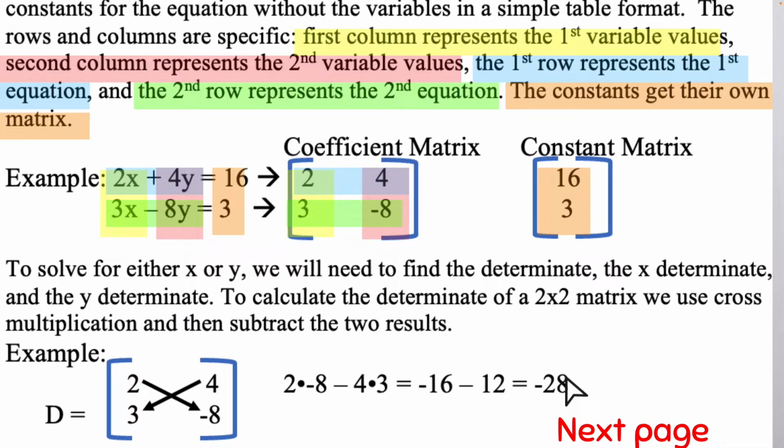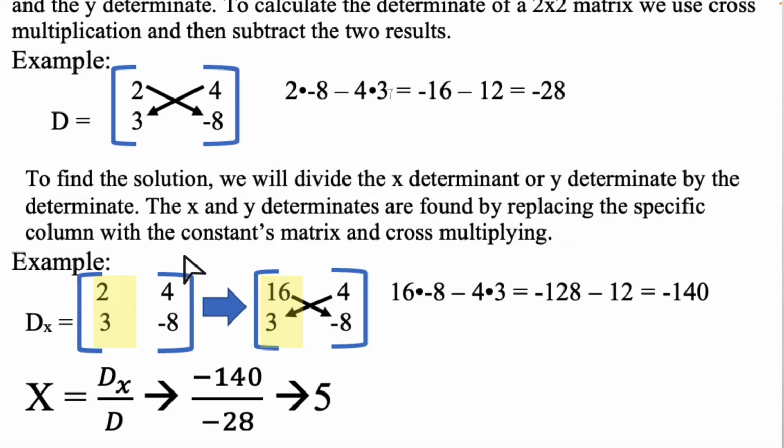So that value is going to help us find the solution for either x or y or both. So if I scooch down a little bit more here, this is where we were just a second ago. Now to find the solution, we will divide either the x determinant or the y determinant by the main determinant we just found. I know that's a lot of using the same word there. The x and y determinants are found by replacing this specific column, either the x column or the y column, with the constants matrix, and then you cross multiply that, and that gives you the determinant for either x or y.